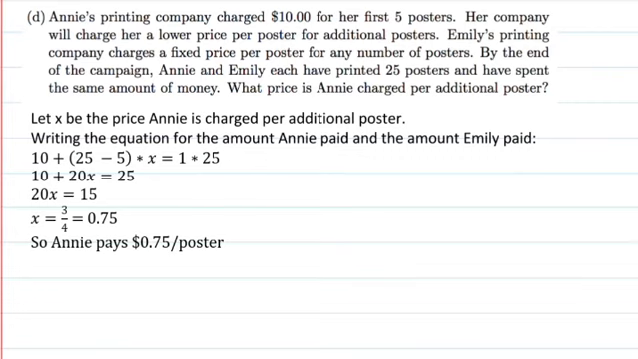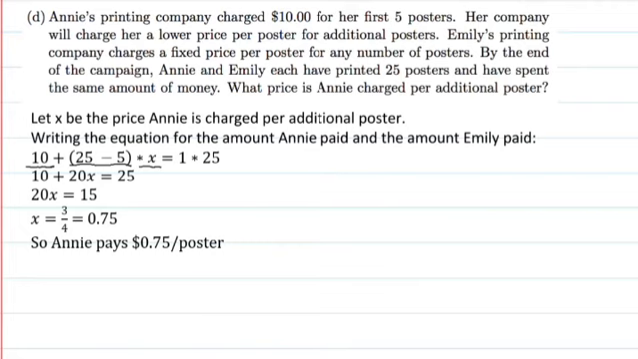So for Annie first, we know Annie paid $10 for the first 5 posters, and now we need to know how much she paid for the remaining posters. Well, how many remaining posters are there? There's 25 minus the 5 that she printed. So that's the number of additional posters that Annie prints, and we know the price per additional poster is x, as we defined in our variable. So altogether, that would be the price that Annie paid for the 25 posters she printed.